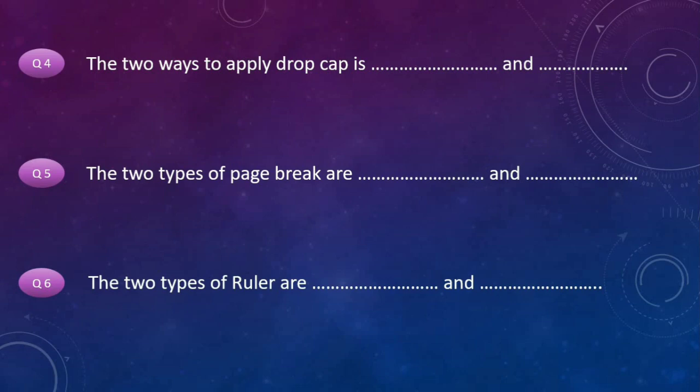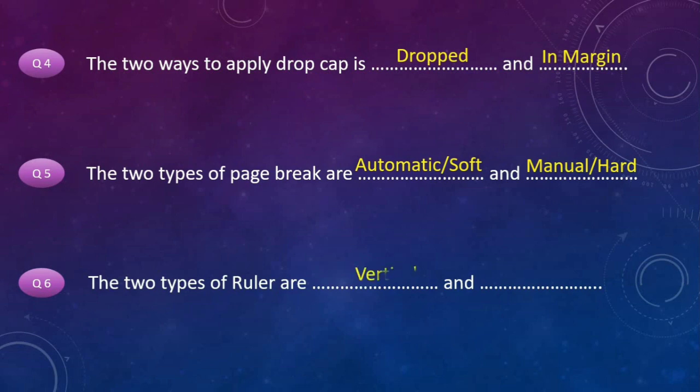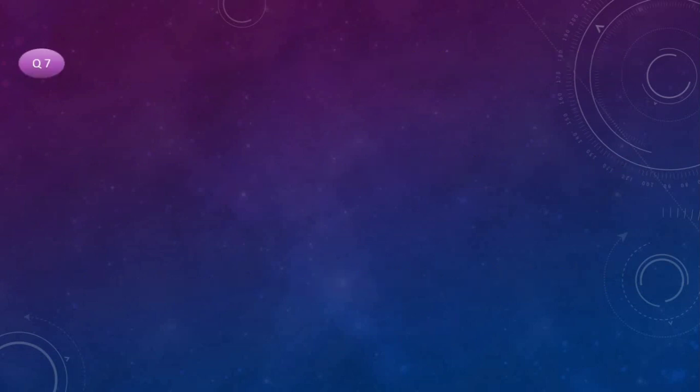The answer to the fourth question: the two ways to apply drop cap are dropped and in margin. And the two types of page break are automatic, which you can also call a soft page break. The other one is manual, also called a hard page break. The two types of rulers are vertical and horizontal. Coming to the next question.